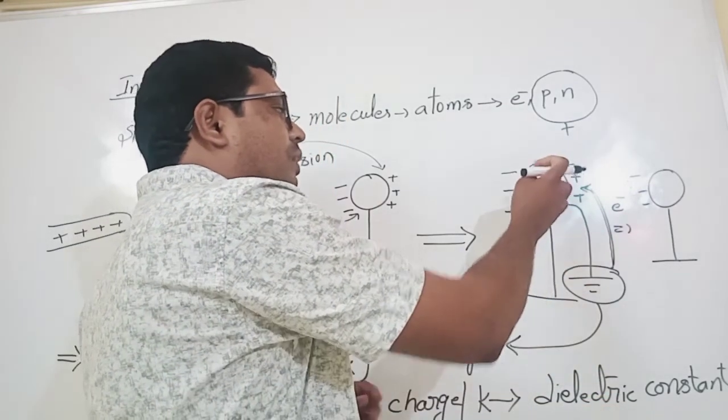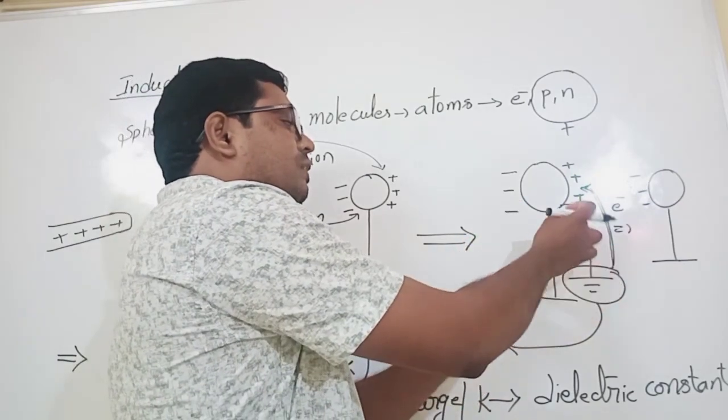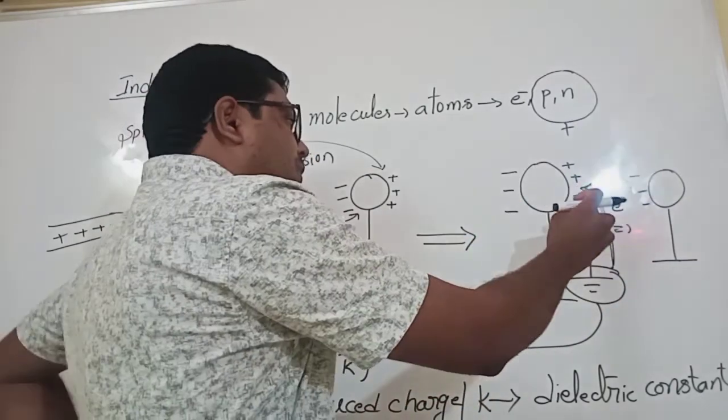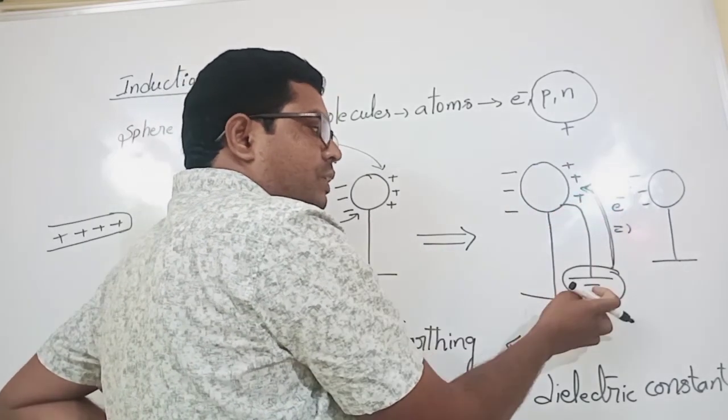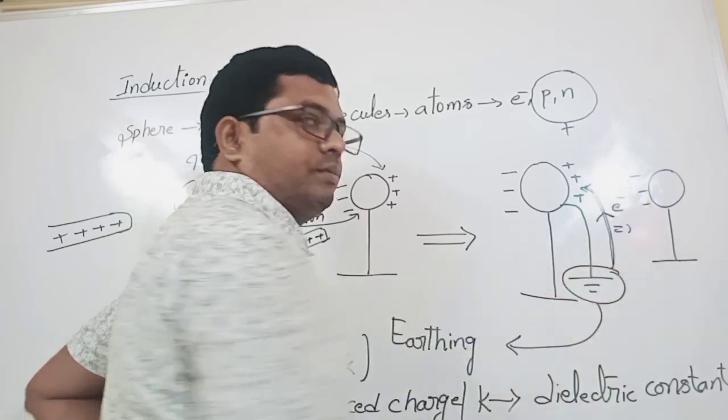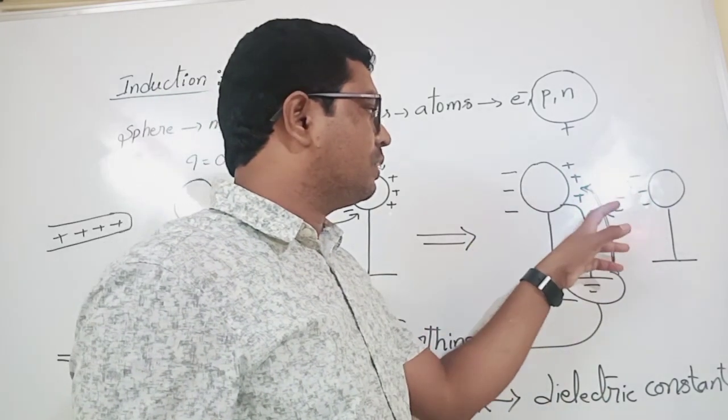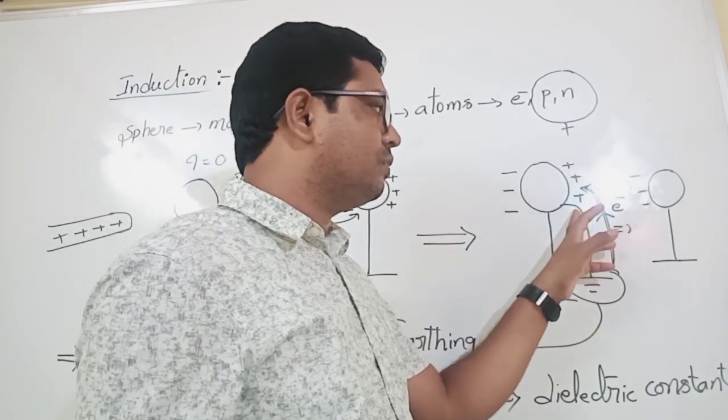Now, if you are connecting this side, then automatically this is positive. Positive means deficiency of electrons, so it can gain electrons from earth. So 3 electrons it can take, and this becomes 0.